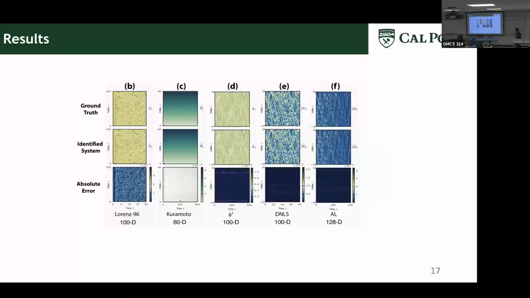So here is a part of our results, 5 different systems, and we are showing the time evolution of the vector field. The ground truth is generated by numerical simulation, and this is also generated by numerical simulation using the identified system. So the accuracy in terms of vector field is the kind of accuracy we can actually get, in line with the error of those coefficients.